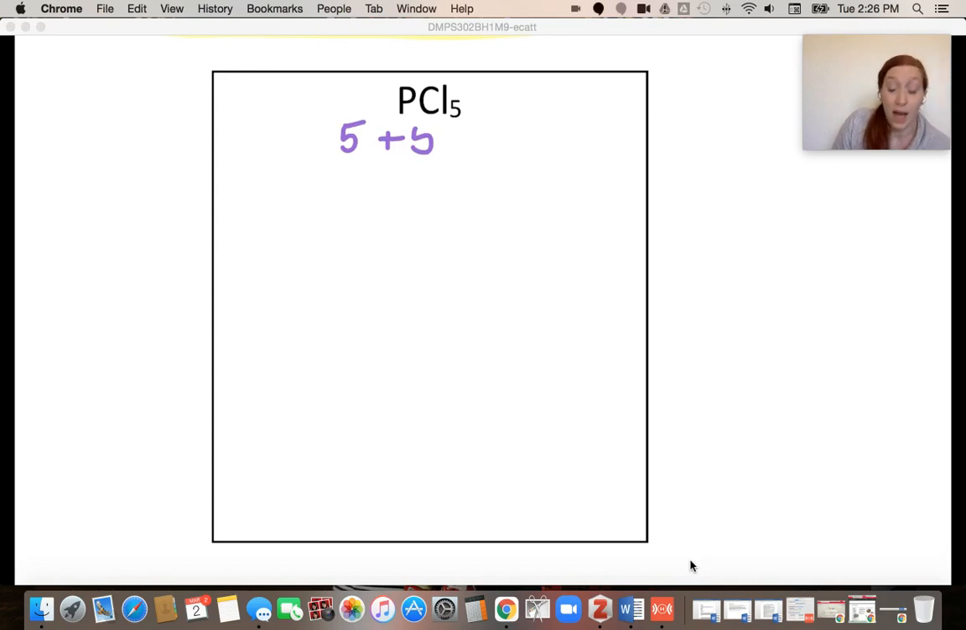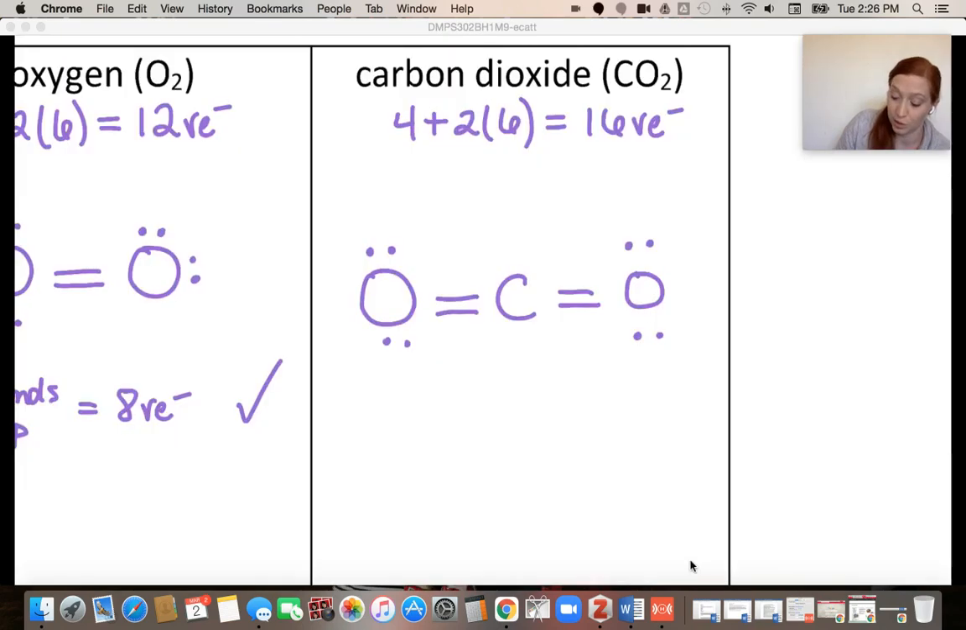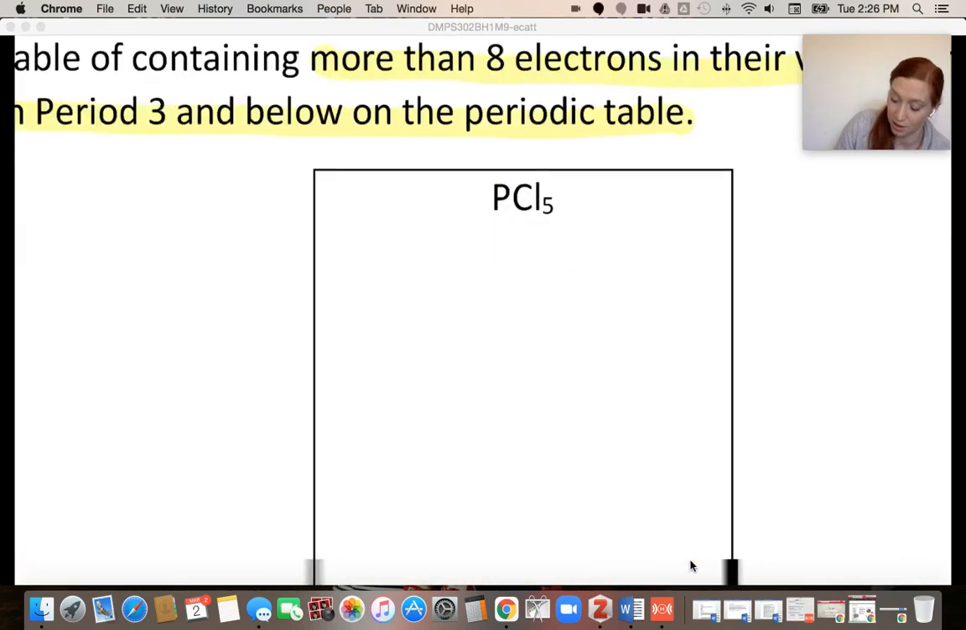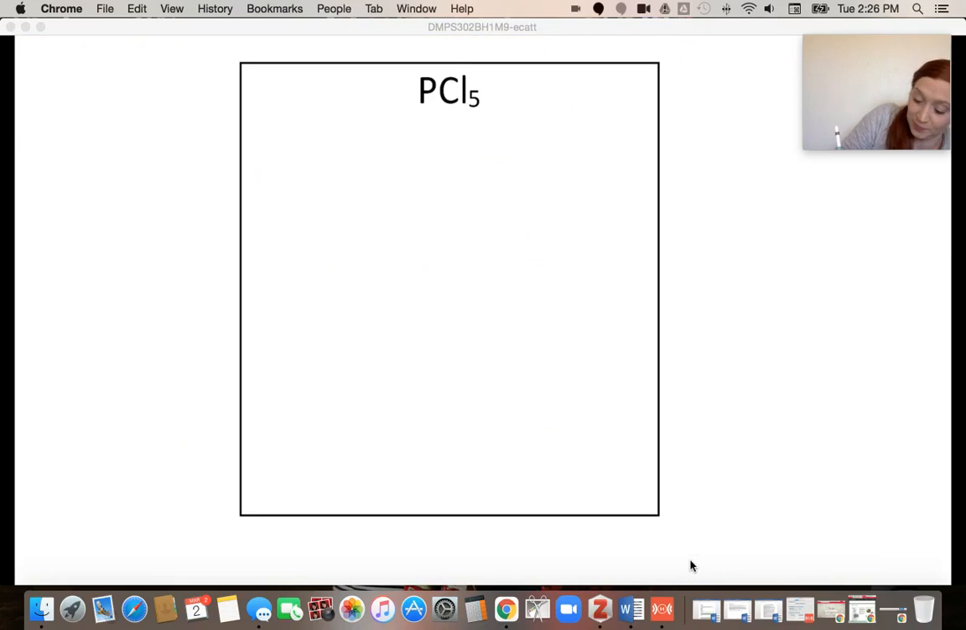I'm waiting for my iPad to sync up. It's going a little slow. Okay, 5 at 7 apiece. There we go. For a total of 40 valence electrons. Okay, bear with me. I'm going to close this out and pop back in because it is really, really super duper slow.